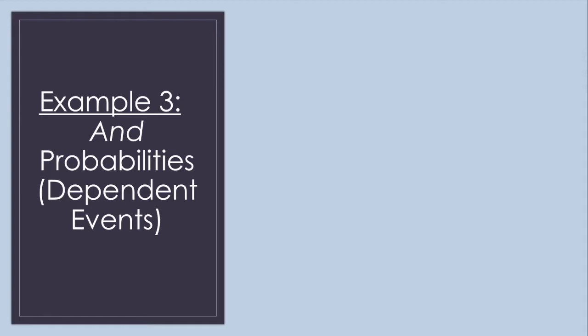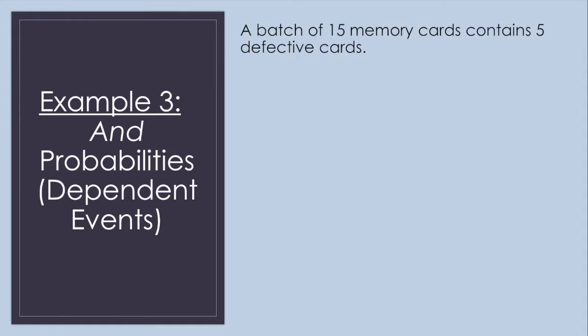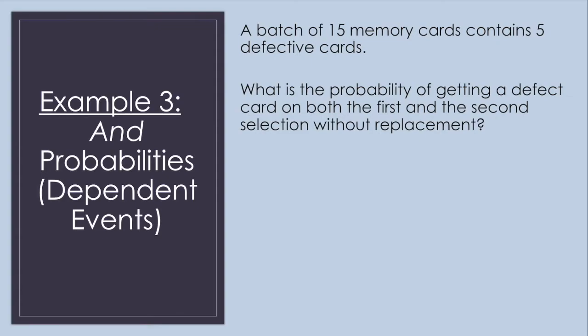Let's talk about and probabilities for dependent events. Dependent events rely on each other. So let's say I have a batch of 15 memory cards and 5 of those cards are defective. I don't know what makes them defective, but 5 are defective. What's the probability of getting a defective card on both the first and second selection without replacement? That means if I have a stack of 15 cards, I draw one, I keep it, I don't give it back, and then I draw a second one. That's without replacement. The probability of getting my first defective card would be 5 out of 15 because there are 5 defective cards out of my 15 cards.